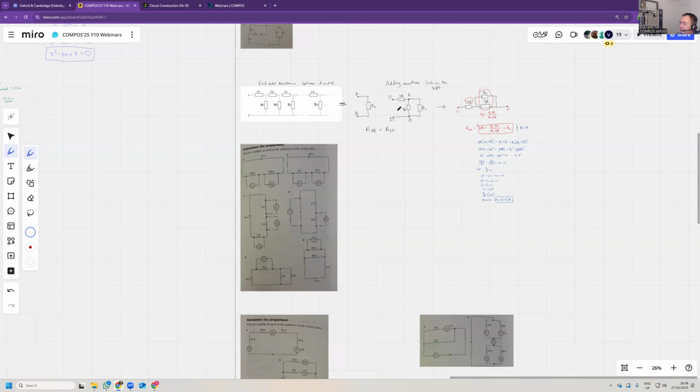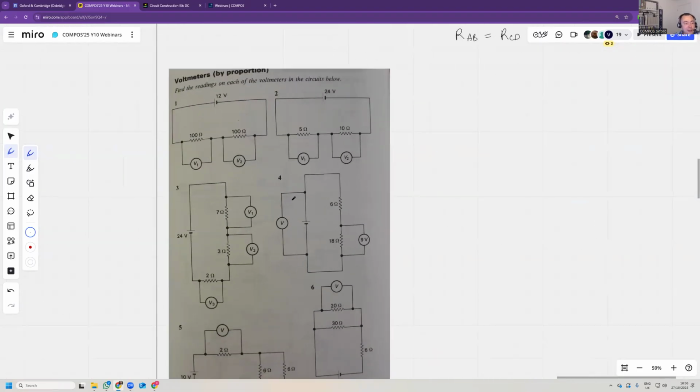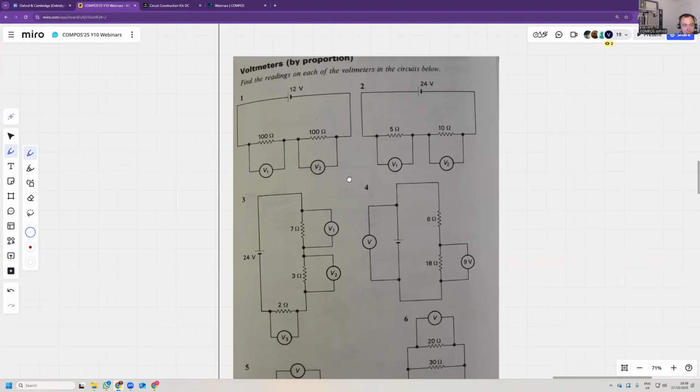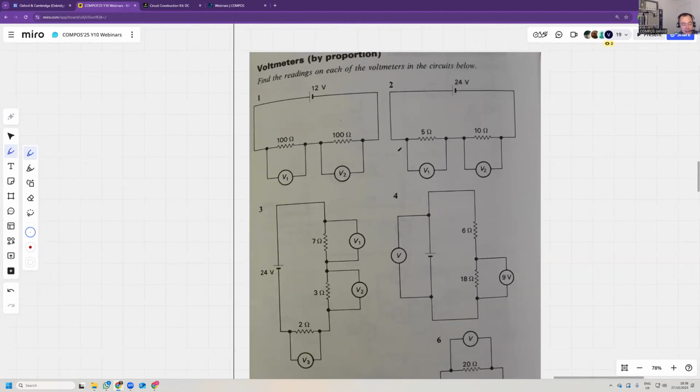Let's have a look at a much easier task. This task builds your intuition with circuits. It's called voltmeters by proportion. Find the readings on each of the voltmeters in the circuits below. These are tasks from an old O-level book, and they are really designed for practice.